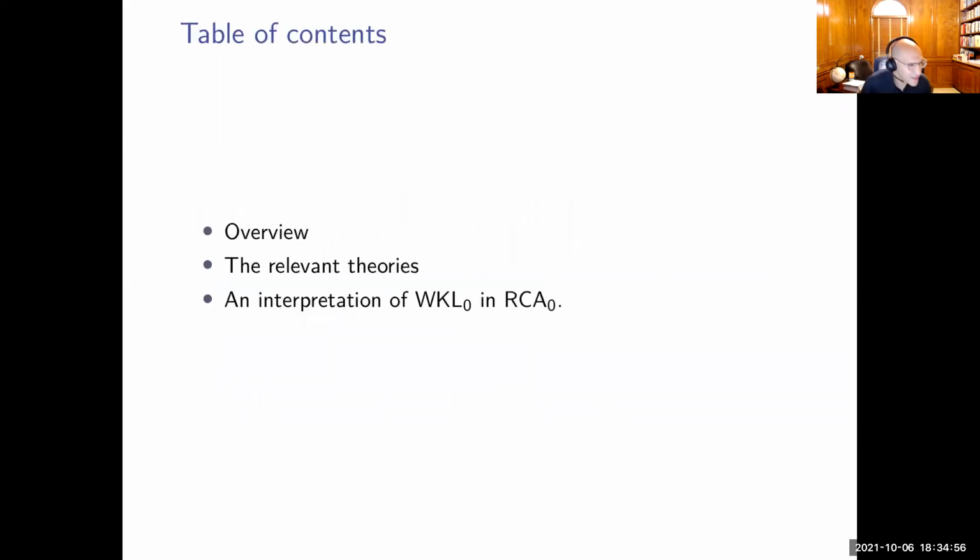Okay, so I'm looking at the time. I've got about 10 minutes left. So in the time I have left, I'm just going to do everything I can to tell you why WKL0 is Π¹₁ conservative over RCA0, and give you at least a picture of why that result holds and why you can actually turn it into an interpretation. So before I do that, I'm going to get a sip of water and ask, I've been talking for a while. Are there any questions, or is there anything I can clarify?